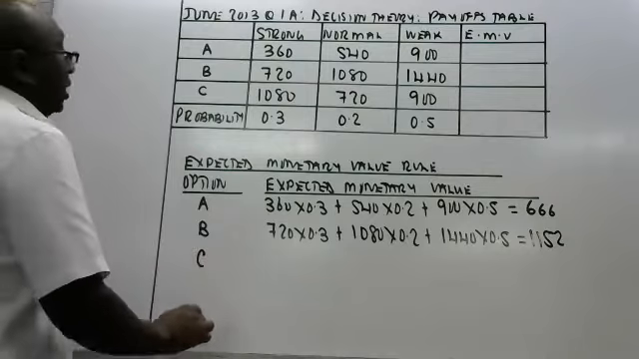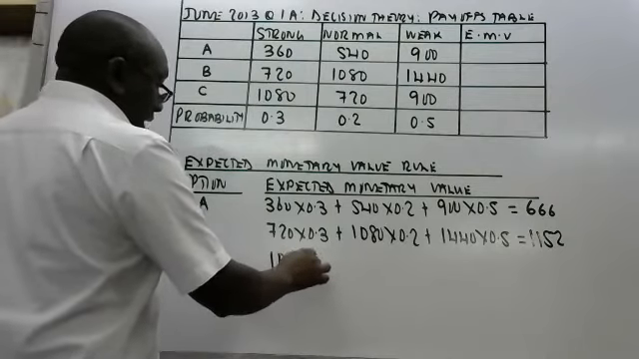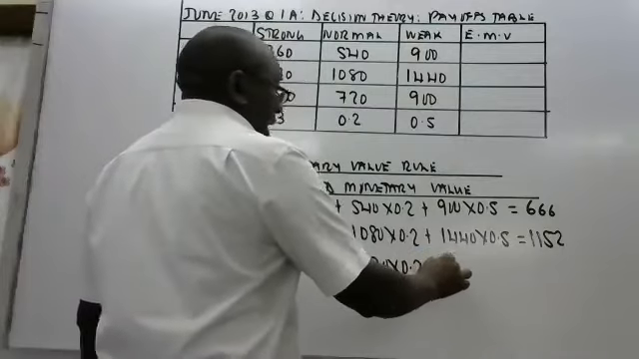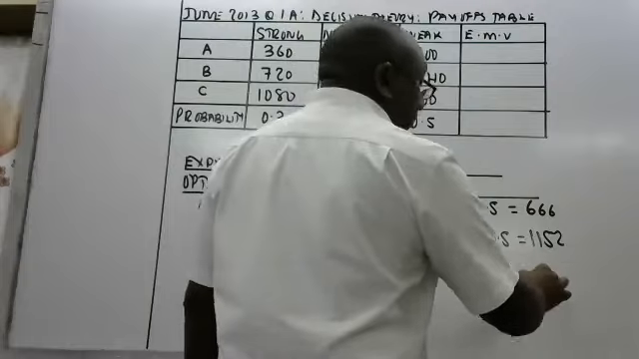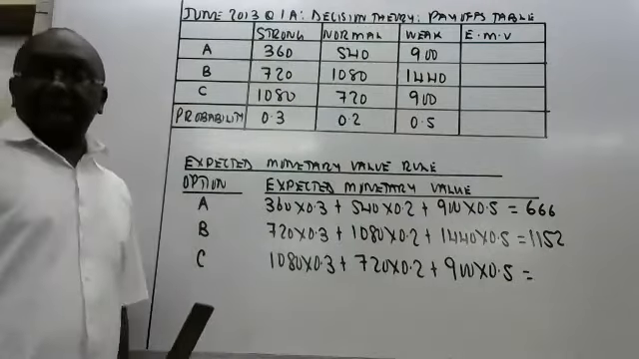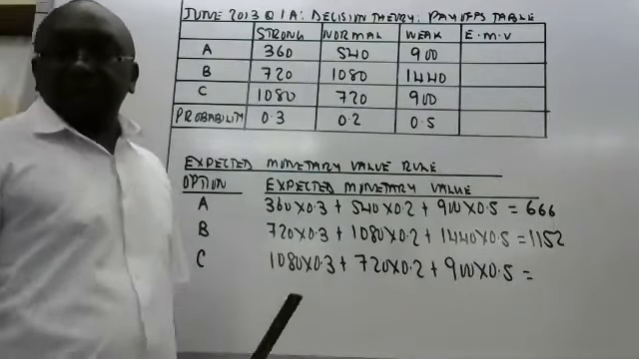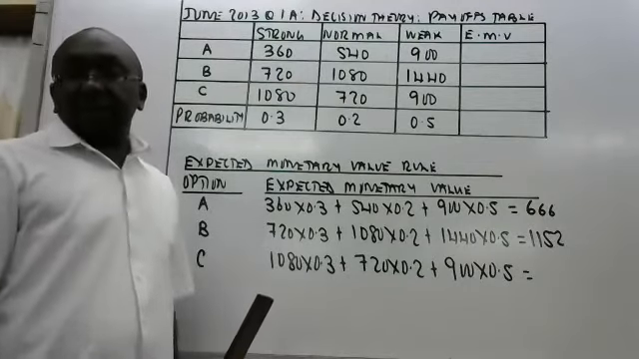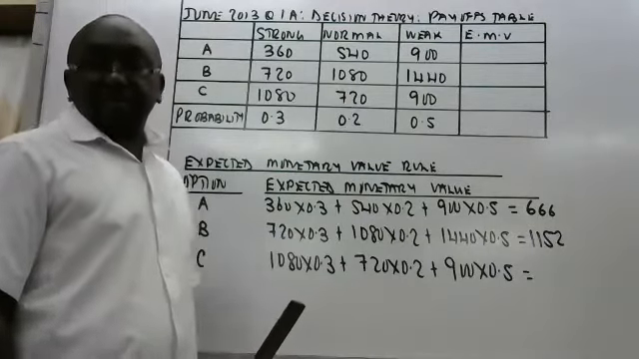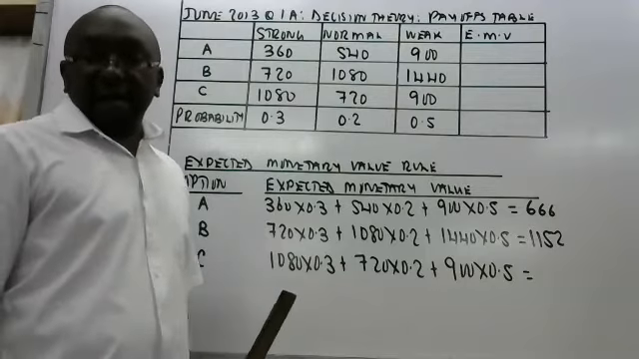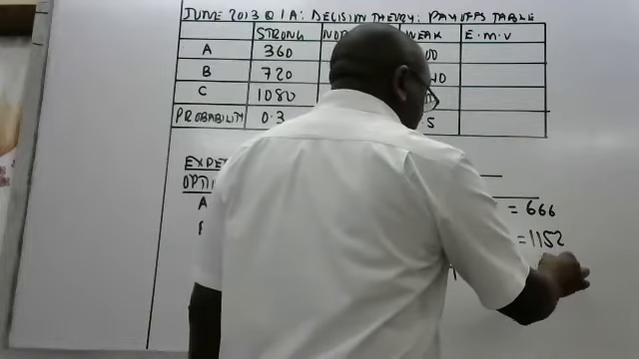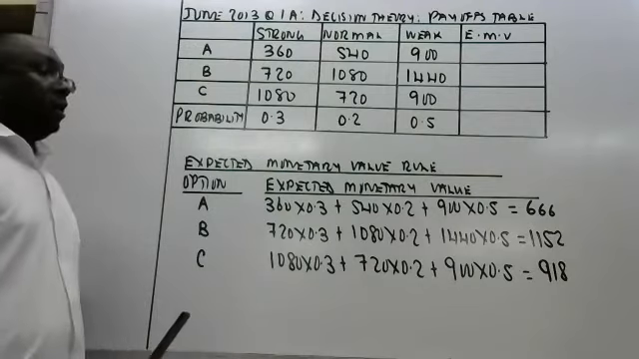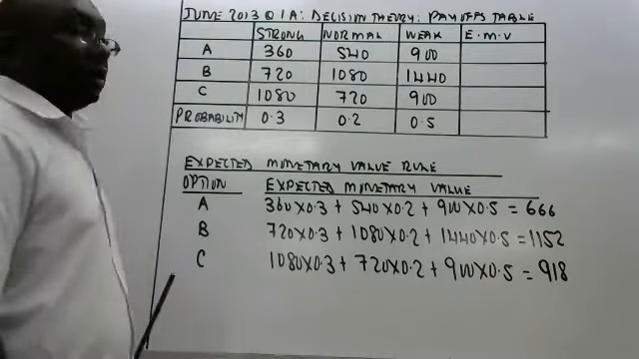Then we go to C. We do the same thing, 1080 times 0.3 plus 720 times 0.2 plus 900 times 0.5. Save the figure. I have the first one. Another one, and they are different. Several figures. Yeah, I think the one that is appearing popular is 918. Okay, so good.